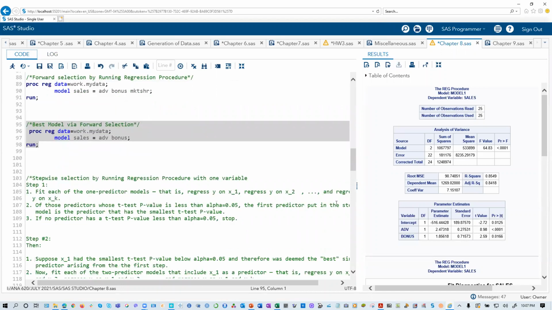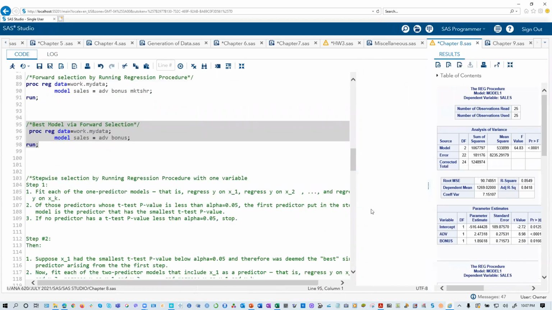Now we have a third method. Look at the third method. Let's see this one.